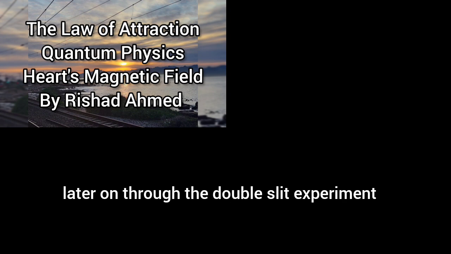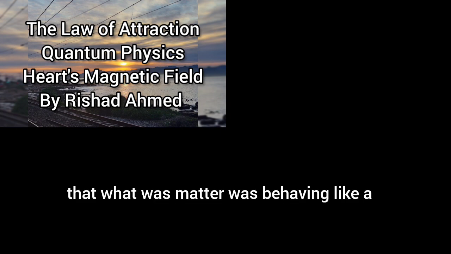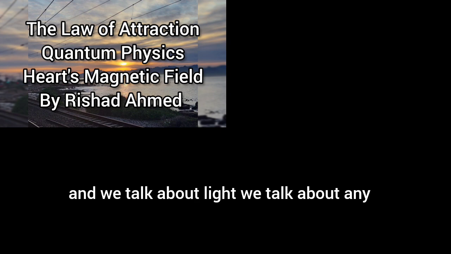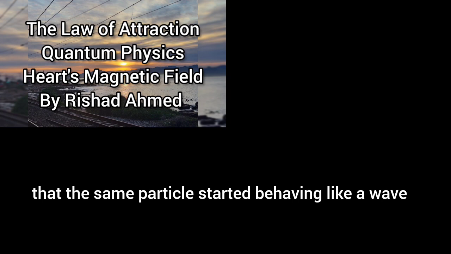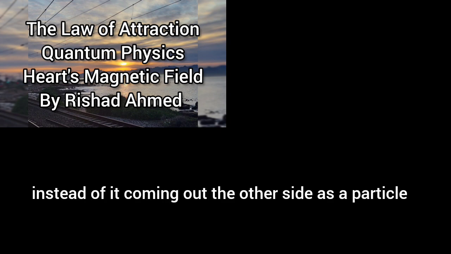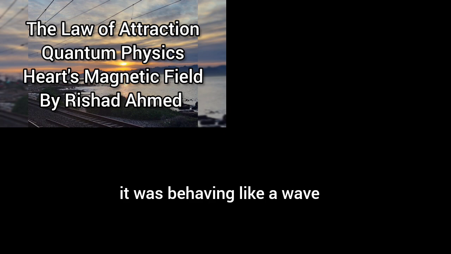Later on, through the double slit experiment, and other experiments that were conducted, like the Copenhagen experiment, what you found is that what was matter was behaving like a wave. So it was quite certain that light was a particle. And we talk about light, we talk about any particles in nature. However, what they found is that the same particle started behaving like a wave, because when they put it through the slit, instead of it coming out the other side as a particle, it started creating a wave interference pattern on the other side. And because it was creating interference, it was behaving like a wave.